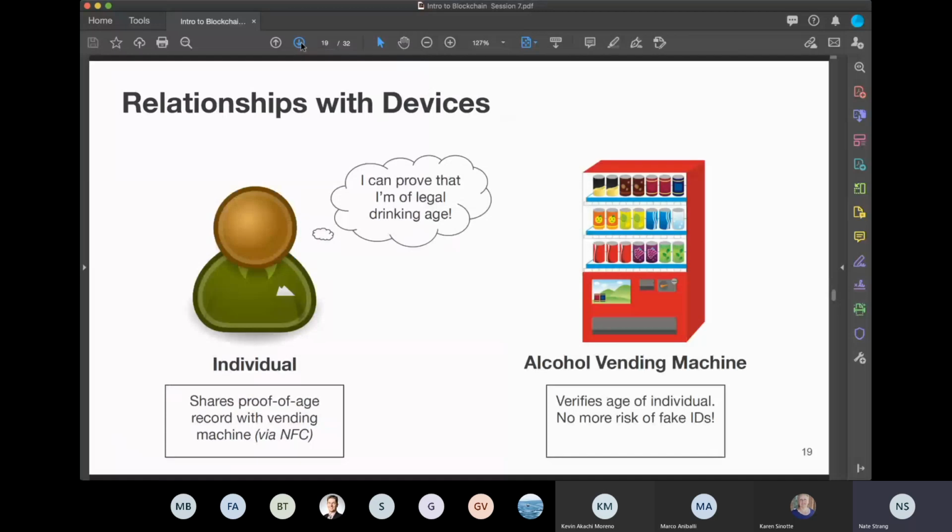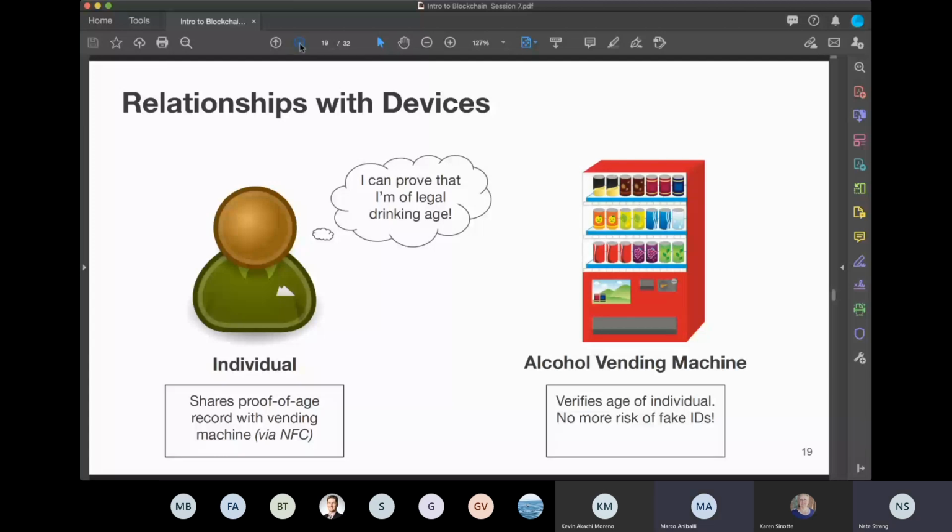We can also have relationships with devices. Let's say that alcohol vending machines exist, which they could when Kevlar is built. As an individual, I can share my proof of age record with the vending machine, probably via near-field communication. And that vending machine can verify my age, no more risk of fake IDs, no more necessity to store this information. And I can get my alcohol.